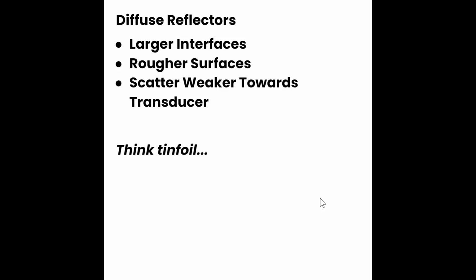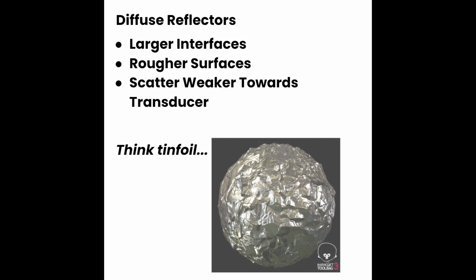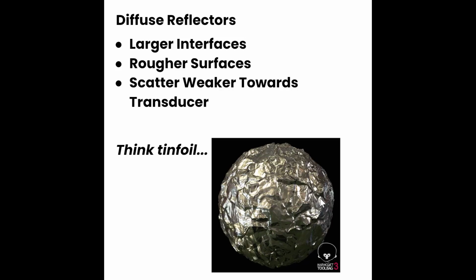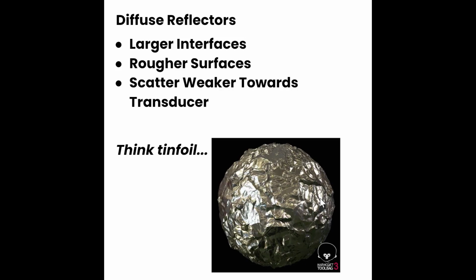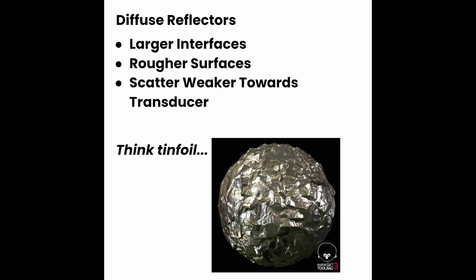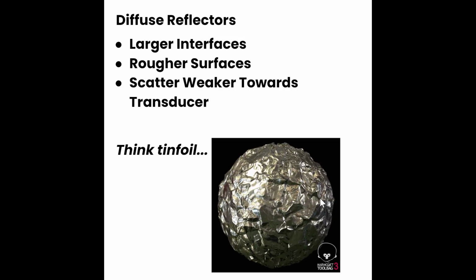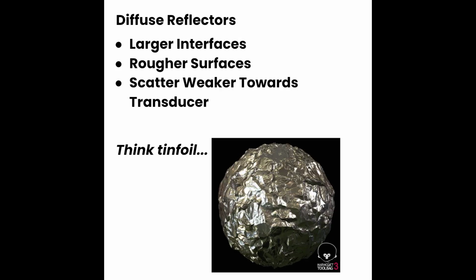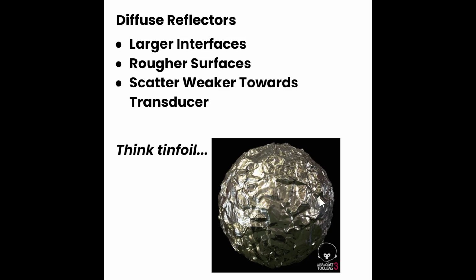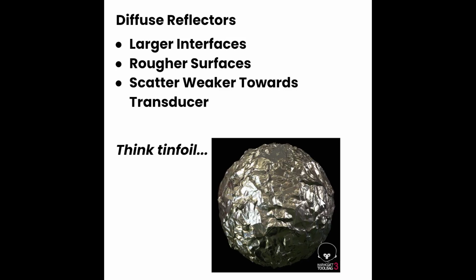I know this might sound kind of weird, but look at this tinfoil ball. It is actually reflecting light pretty well, and that's kind of what diffuse reflectors will do as well. They're lumpy and bumpy like this, but they reflect the sound pretty well, and they're going to reflect most of the sound back towards the transducer. We'll lose a little bit off to the sides, and that's okay because we're going to get tons of information from other sound beams as they enter the body.